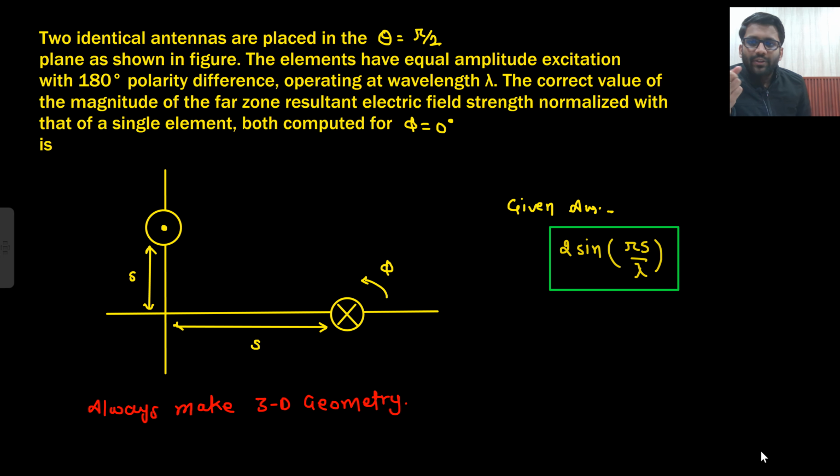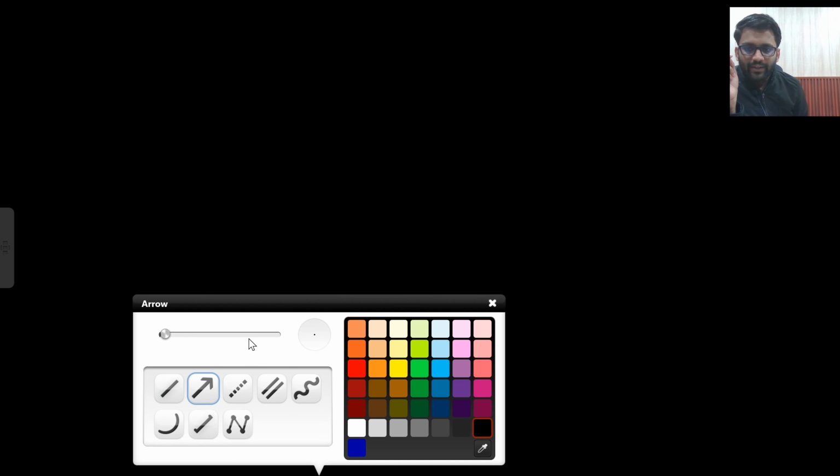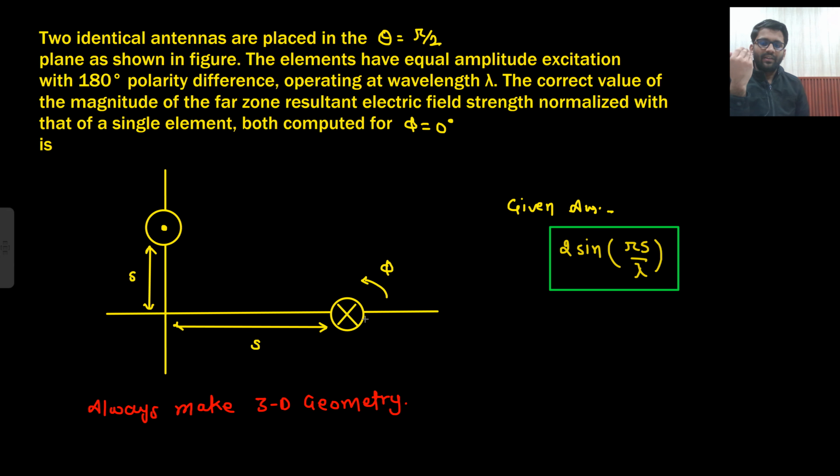Yeah. Welcome back, guys. So did you attempt this question? So what they are saying, two identical antennas are placed in the theta equals to pi by 2 plane. What do you mean by theta equals to pi by 2 plane? Let's make the 3D geometry. This would be my first target always. When I see a question like this, then here the antennas are going inside or outside the plane. So always I will prefer making 3D geometry.